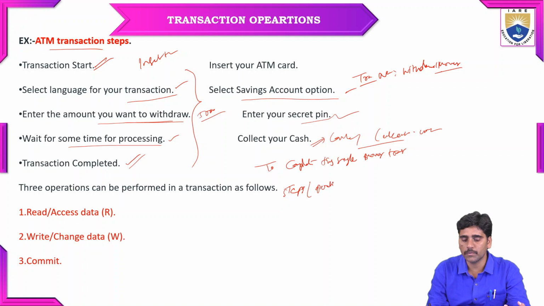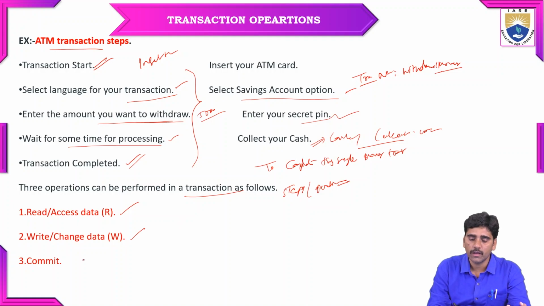All these operations can be performed in a transaction. What operations? Read or access data, write or change data, and commit operation. One is read or access data. The second is write or change data. And the third one is commit the data, commit your transaction.